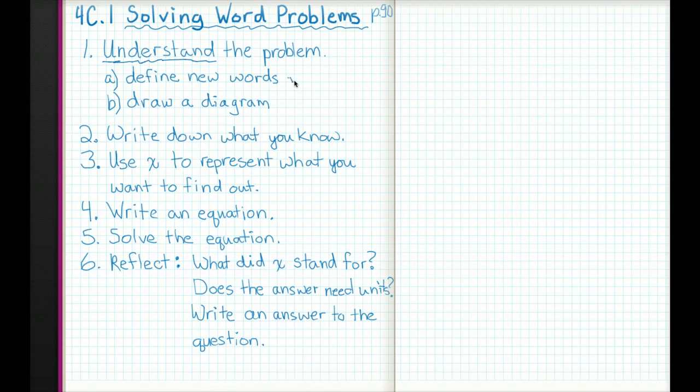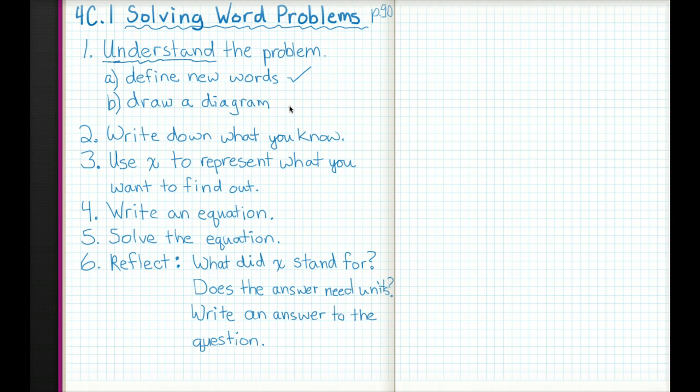Are there any new words? Maybe you have to define what sum is, or maybe you need to know what diagonal is. At the end of these examples, I'll give some typical vocabulary for the problems in 4C.1. But just in general, you should make sure you understand other English words like consecutive or other things that may come up.